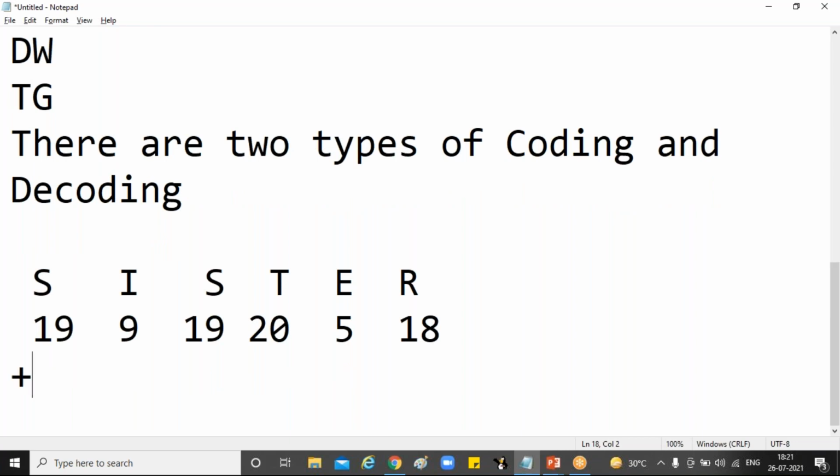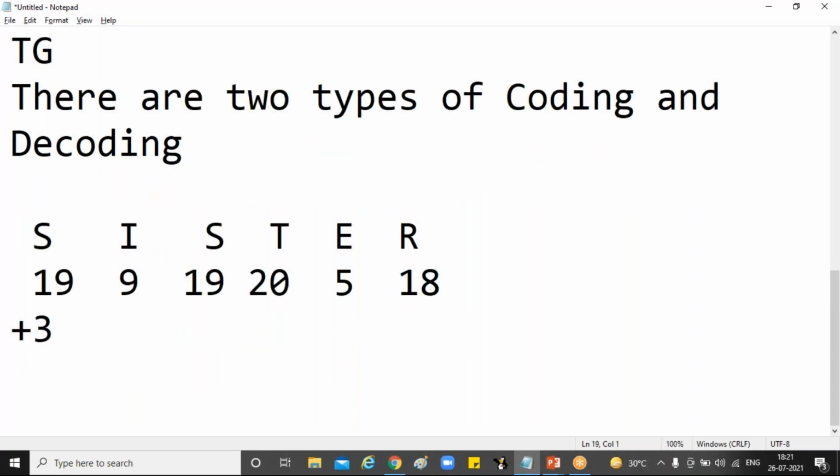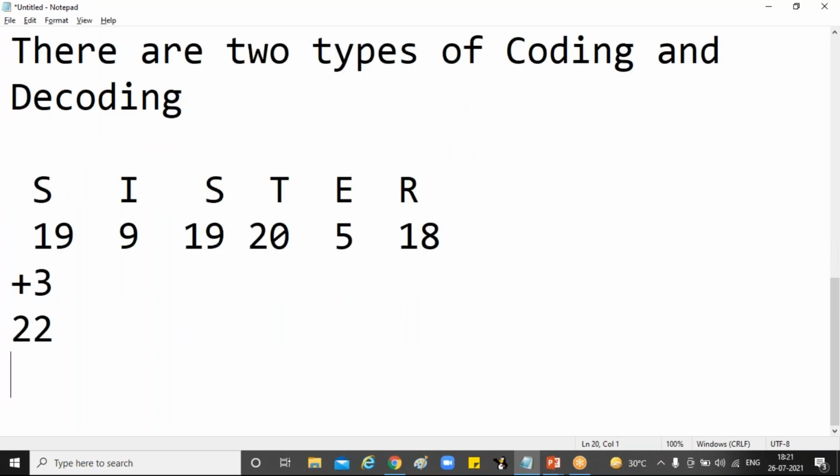So I want to add plus 3 to each letter. So 19 plus 3, 22. What is the 22nd letter? V. Similarly, what is 9 plus 3? 12. What is the 12th letter? L. Good. What is 19 plus 3? 22. Again, V.